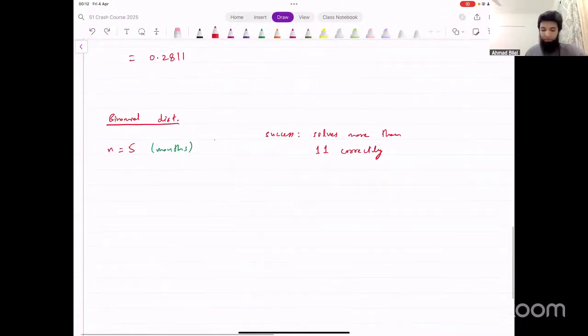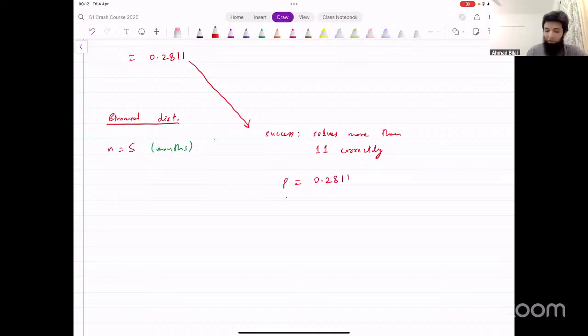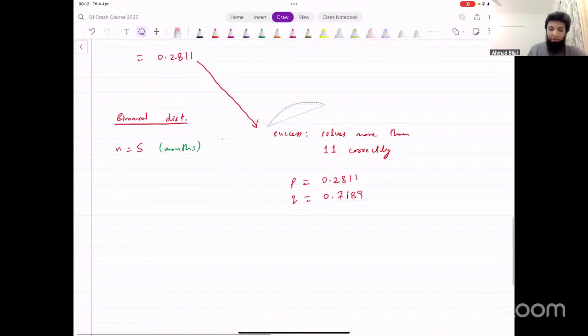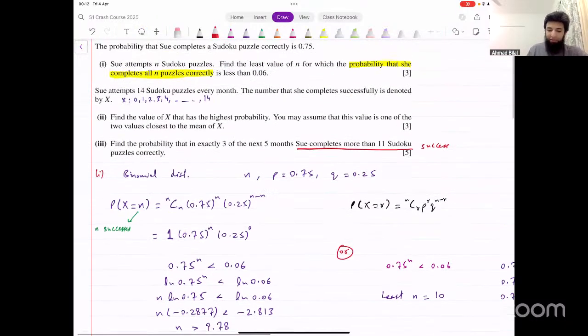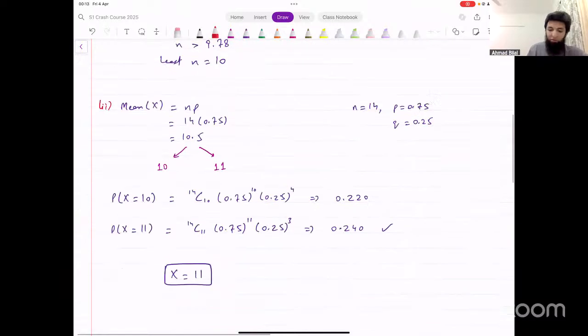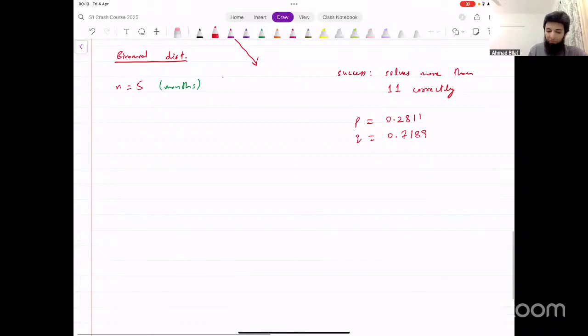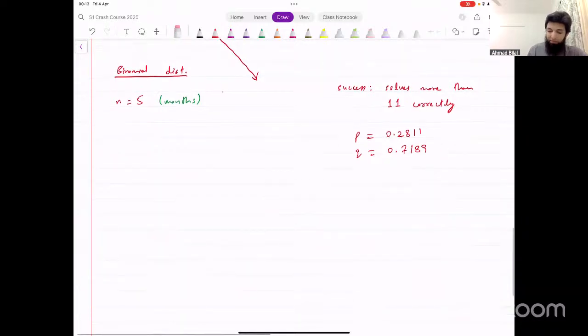Now, this acts as the probability of success of the second binomial. That's 0.2811. Then the probability of failure would be 0.7189. That's the probability of failure for the second binomial. And in this second binomial, we're looking for 3 successes out of 5. So we've got n equal to 5, p equal to this, and q equal to this. Now we find the probability of getting 3 successes.